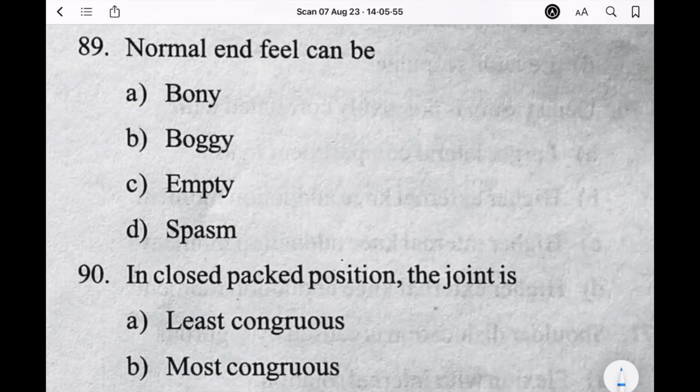Question number 89, normal end feel can be. So options are bony, boggy, empty, spasm. So correct answer is A, bony.